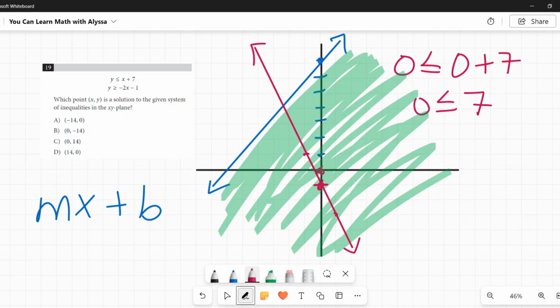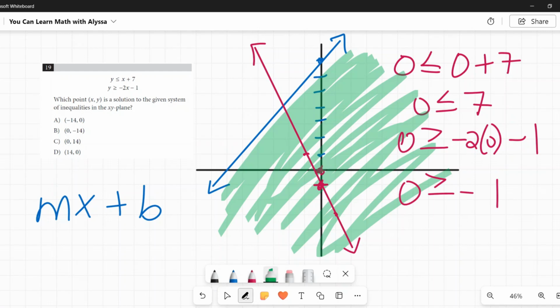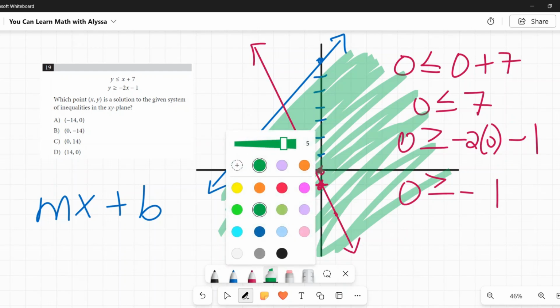I'm going to plug in 0, 0 because 0, 0 is not on that line. So 0 is greater than or equal to, again, using that original equation, -2 times 0 minus 1. -2 times 0 is 0. And then we have that minus 1. Is 0 greater than or equal to minus 1? Yes, it is. So we shade the part of the graph where 0, 0 is.